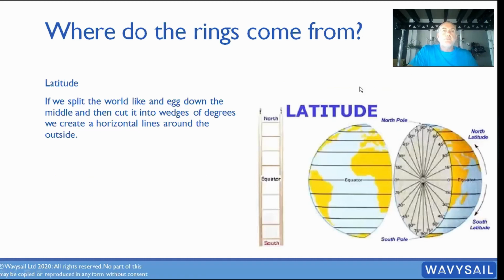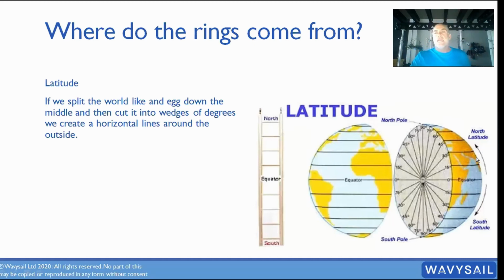So if we split, looking at latitude, we split the world down the middle like an egg. And right in the middle, we take our center point, okay, and we wedge it out. So there's our center point. We wedge it out right in the middle at the equator, and we say that's 0 degrees. Then we go 90 degrees up, and we hit the North Pole. And we go 90 degrees down, and we hit the South Pole. And then we wedge it up in degrees. So you can go from 0 at the equator to 90 north or to 90 south.